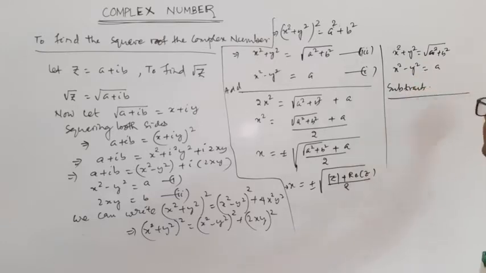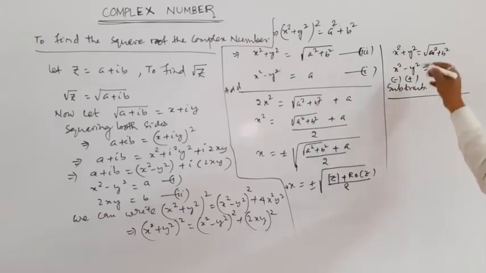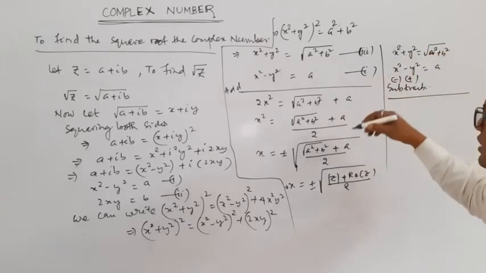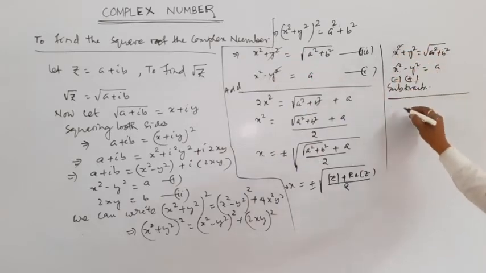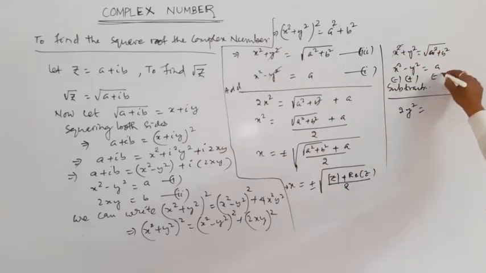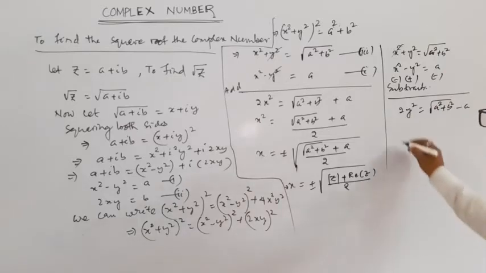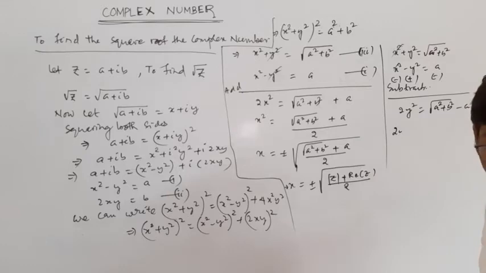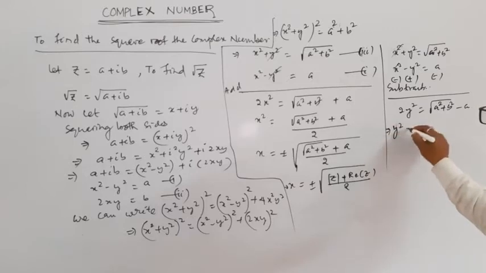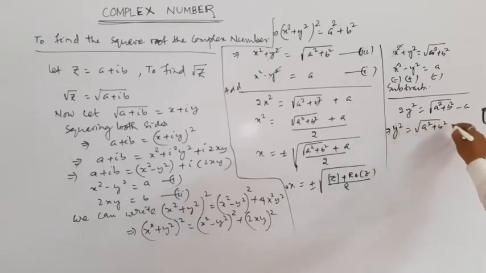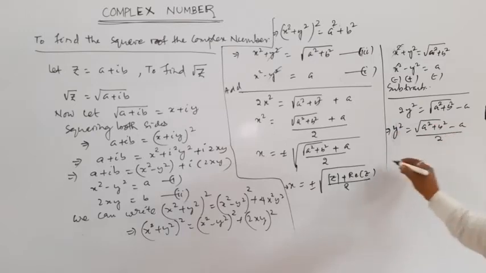So subtracting, this minus, this plus, so they cancel. Minus plus cancels, and this y square cancels. Here this is x square minus x square, 2y square is equal to minus sign, root over a square plus b square minus a, and 2y square, that is y square is equal to, that implies y square equal to root over a square plus b square minus a by 2.